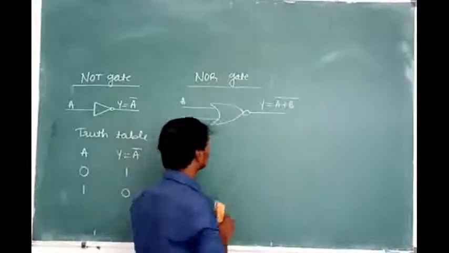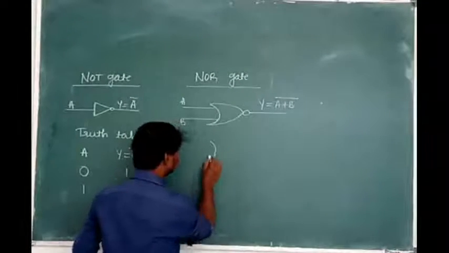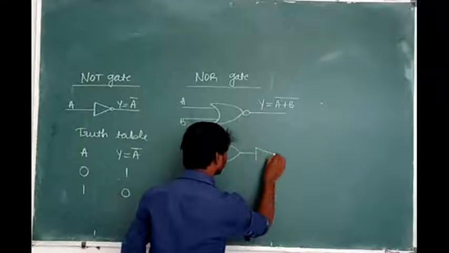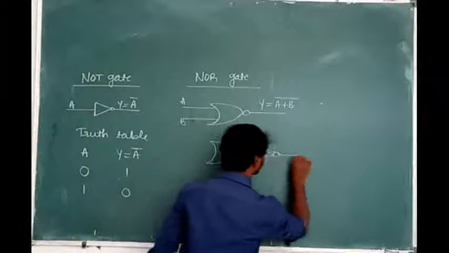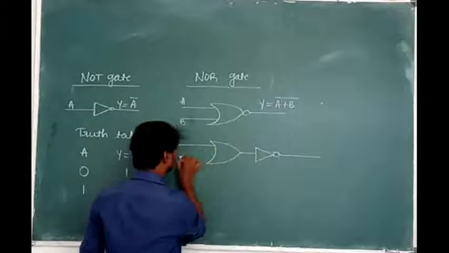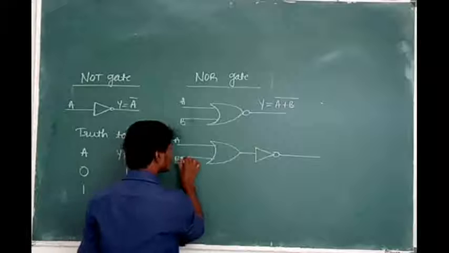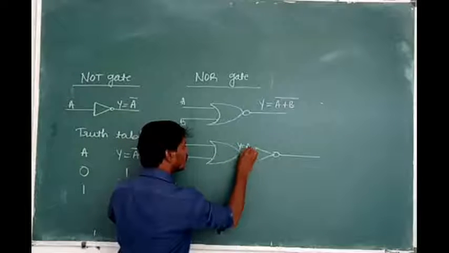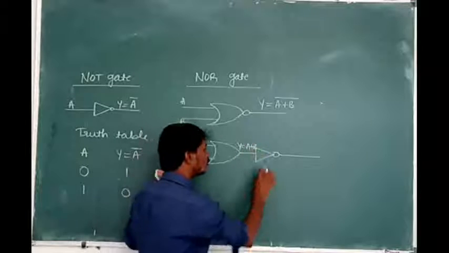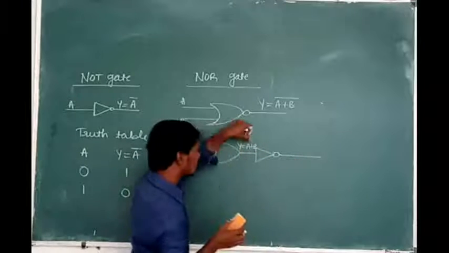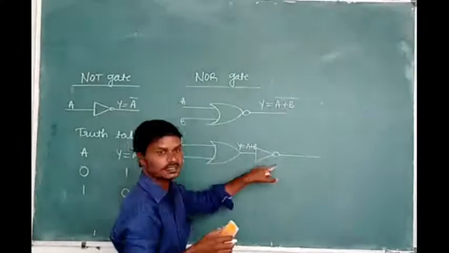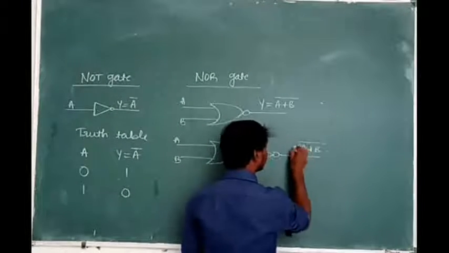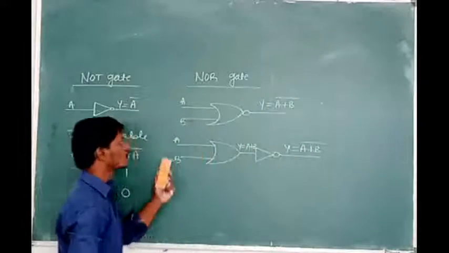Now, we can also draw this diagram. It is an OR gate, and this OR gate is connected to a NOT gate. A and B are the inputs. The output of the OR gate is Y equal to A or B. Then what is the output of this NOT gate? Because A or B is the input for the NOT gate, the output is the complement of A or B, that is Y. Okay, that is the NOR gate.